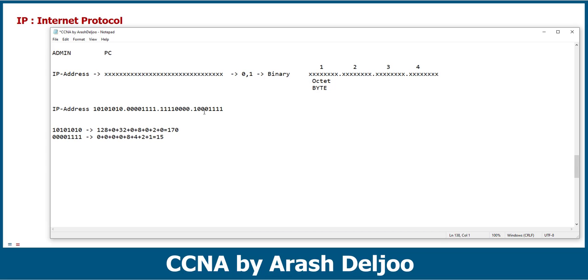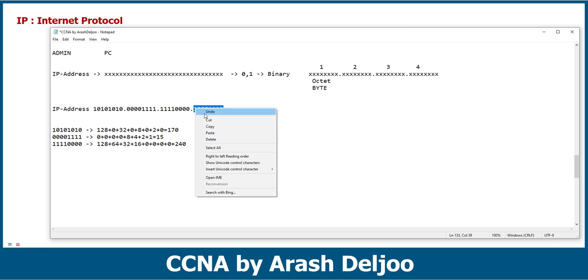After that, we have another value, 1111 0000. Let me convert it. Here we have 128 plus 64 plus 32 plus 16, and then 0, 0, 0, 0. That's it. 128 plus 64 equals 192, plus 32 is 224, plus 16 is 240. This is equivalent to 240.